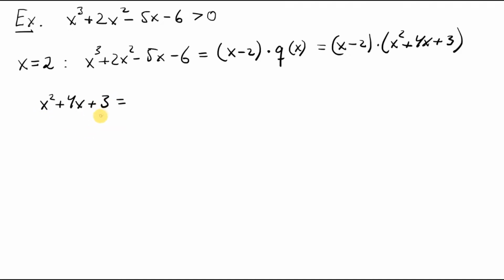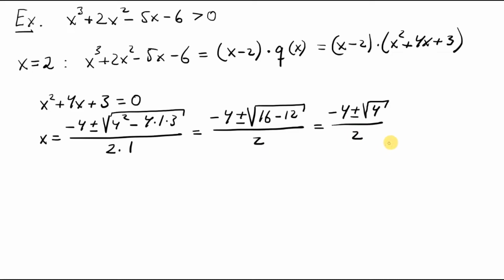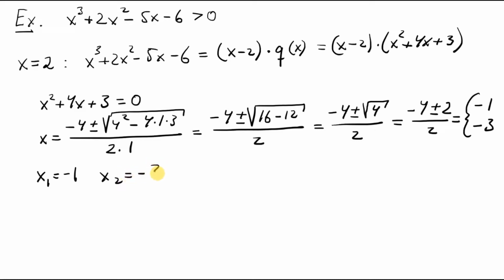Then again, using the ABC formula, we get this one after putting in a equal to 1, b equal to 4, c equal to 3. And this can be simplified to this, and further this. And since the square root of 4 is 2, we'll get this. So we have two solutions. Minus 2 divided by 2, that's minus 1. Or minus 6 divided by 2, that's minus 3. So we have our zeros x1 equal to minus 1, x2 equal to minus 3.